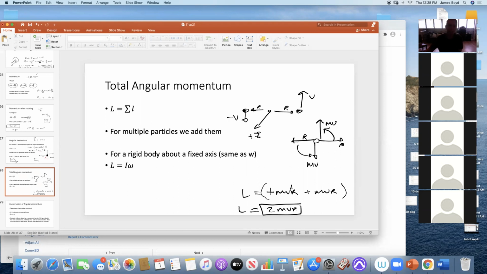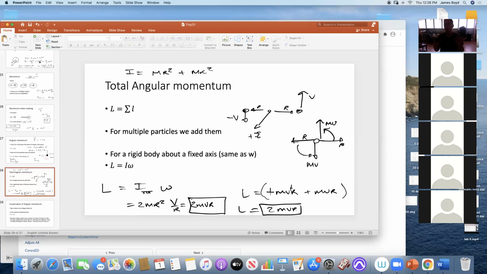One of the really nice things that we've already seen is that L is equal to the total moment of inertia of the system times omega. In this case, what is our total moment of inertia? Well, it's mr squared for one mass plus mr squared for the other, right? So this equals 2 mr squared. What does omega equal? V over r, and this becomes 2 mvr, just as we've already found from torque.